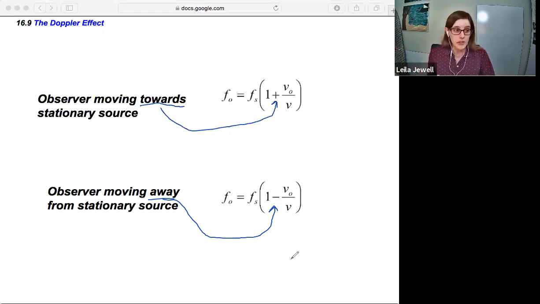So this is something you could hear if you yourself drove by, say, a fire truck, but the fire truck is stationary. You're now moving. You could hear the frequency change. As you're moving towards, you're going to hear a higher frequency. As you're moving away, you'll hear a lower frequency.